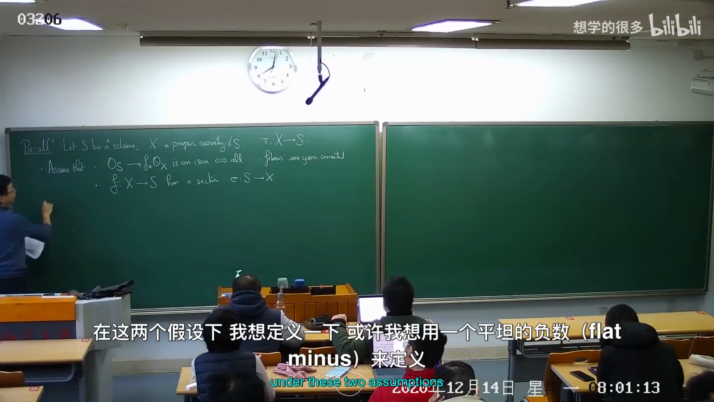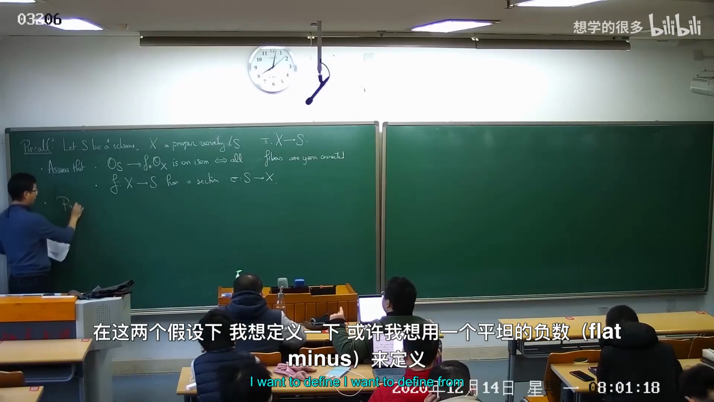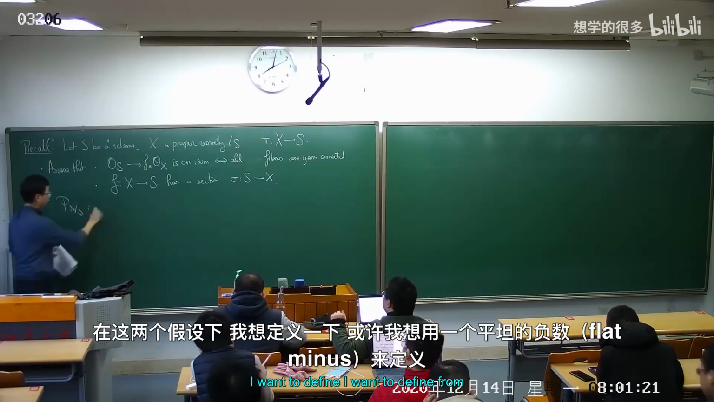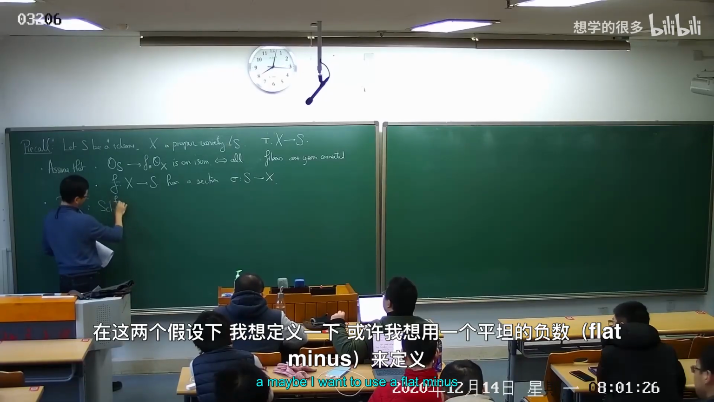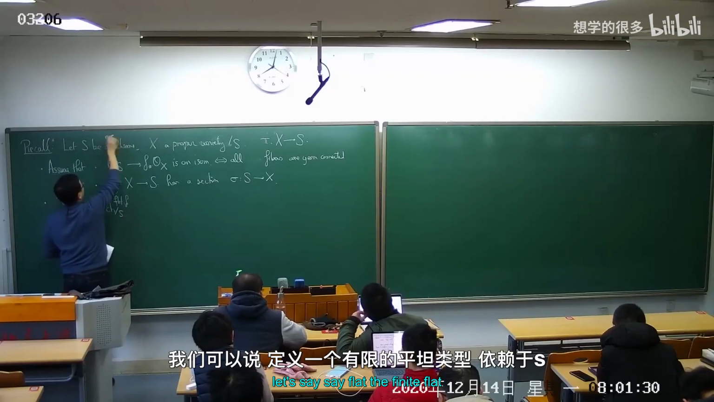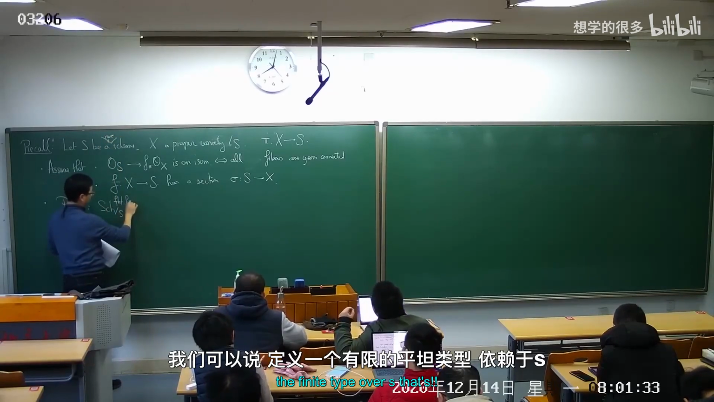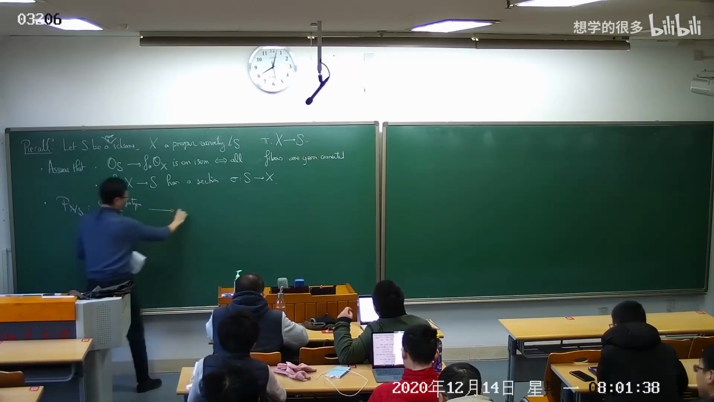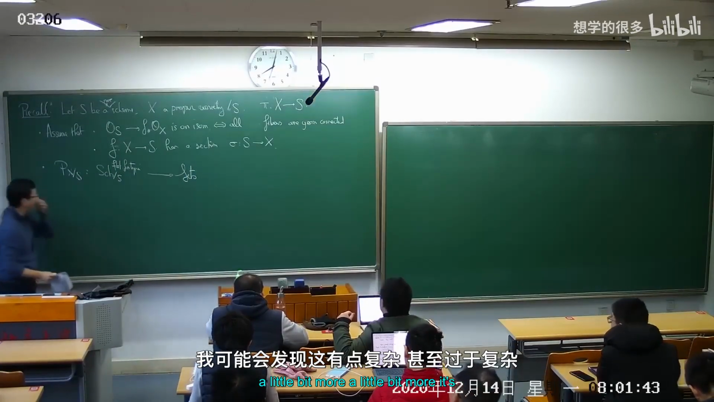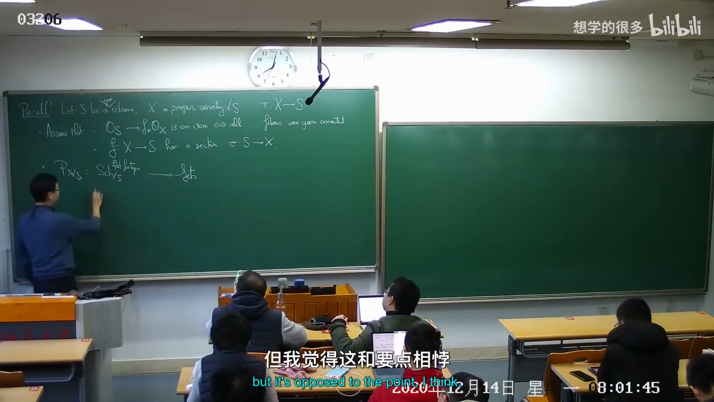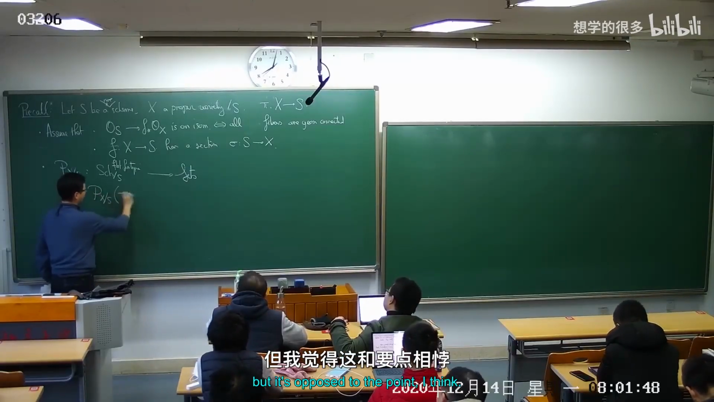Okay. Under these two assumptions, I want to define a functor from flat finite type schemes over S to sets. Last time I defined it a little bit; it's already complicated, but it's equivalent to the following definition.